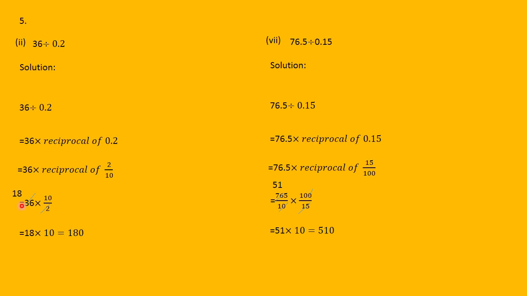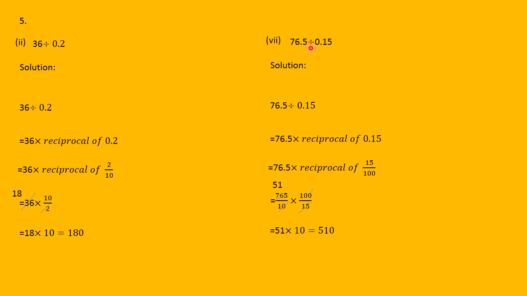So 2 goes with 36 because both are even numbers. 2 ones are 2, and 2 8s are 16. So 18. 18 into 10 is equal to 180. Alright. So these are the divisions of decimal numbers by decimal numbers.